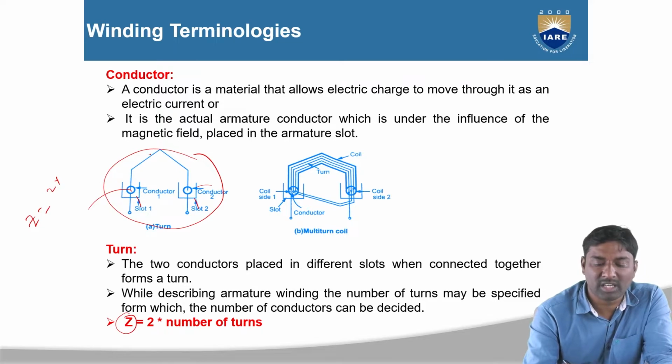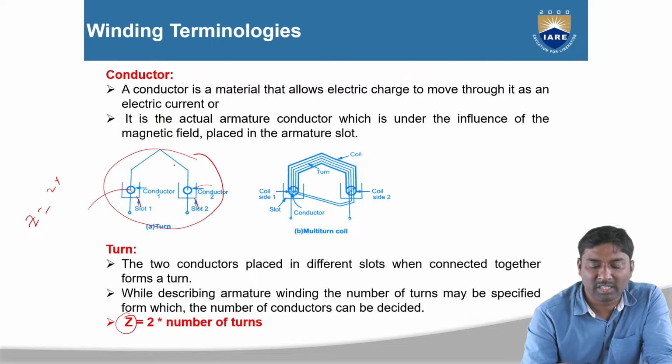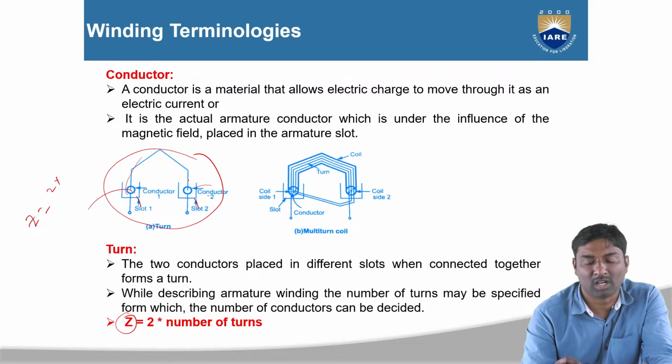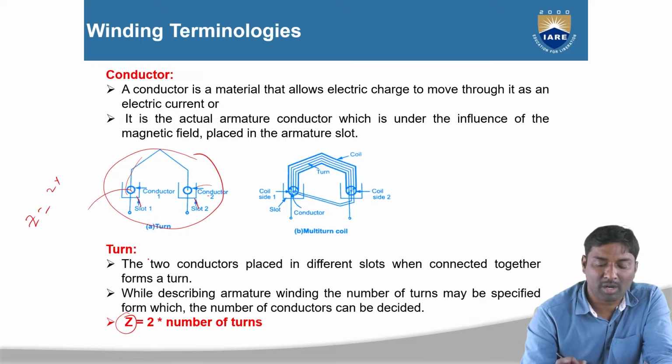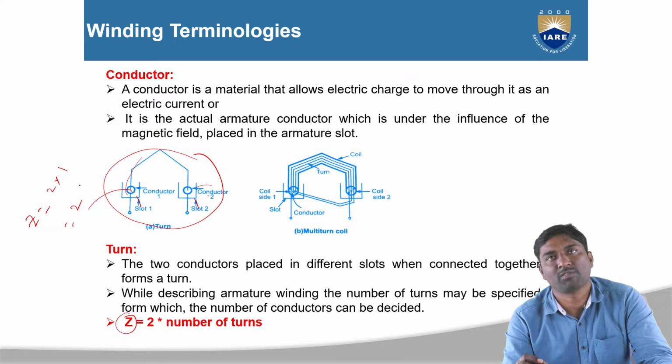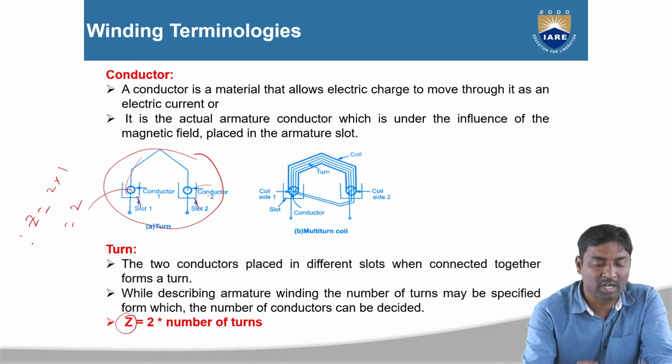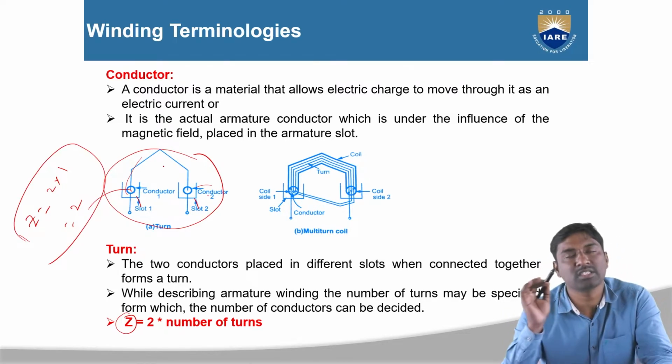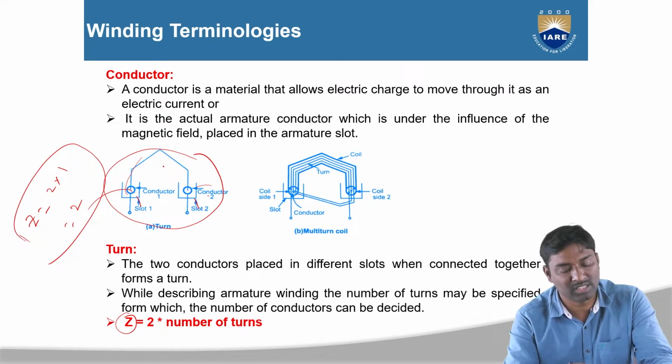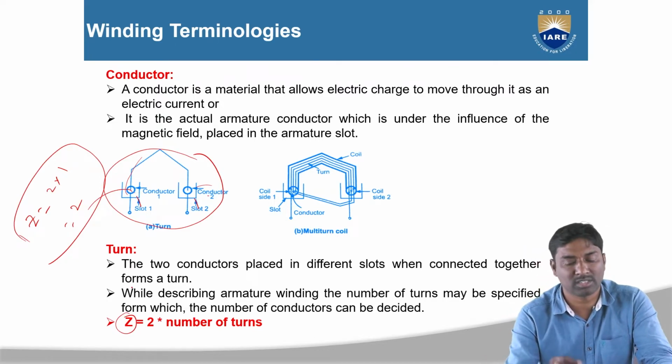How many turns are there here? Only 1 turn, because one conductor is placed in slot 1 and another conductor is placed in slot 2, so it forms 1 turn. So 2 into the number of turns, which is 1, gives the number of conductors as 2. According to this formula and this definition, I get Z equal to 2 in this example.